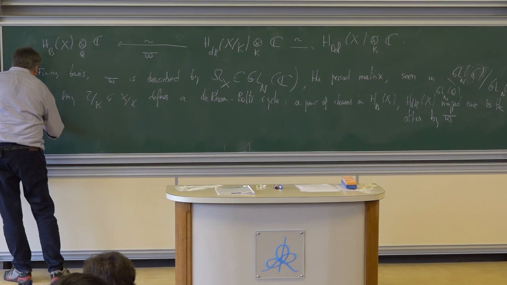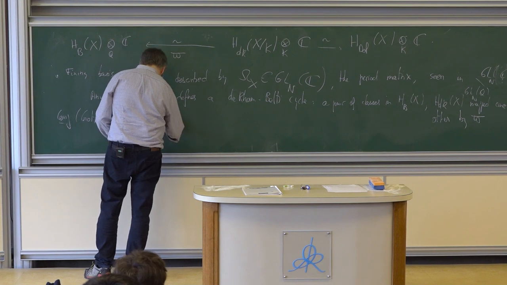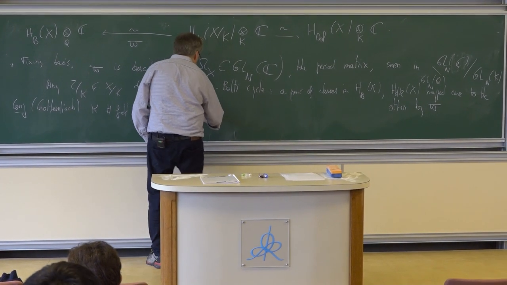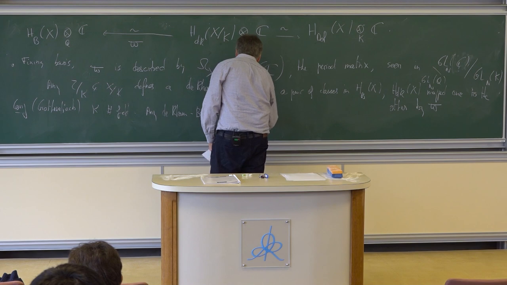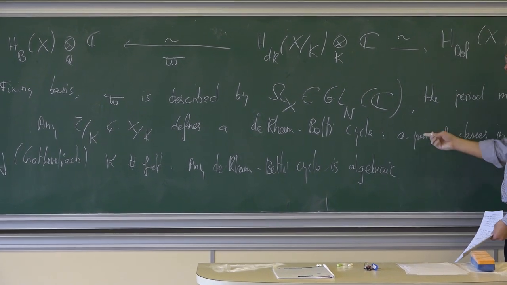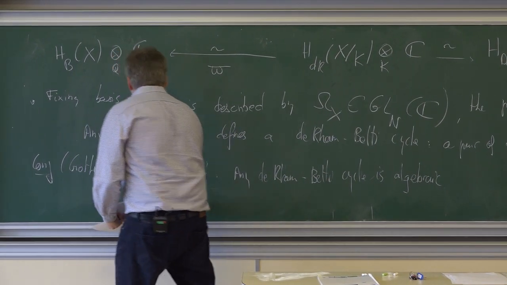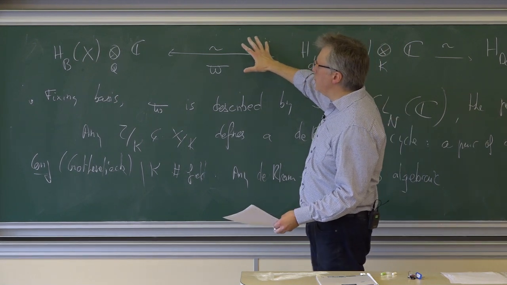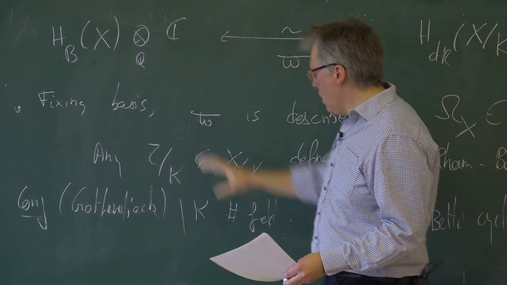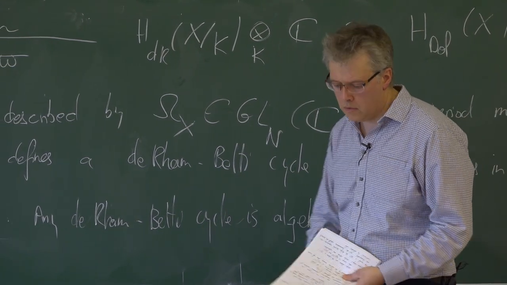And then the Grothendieck conjecture is that, suppose that K is a number field, then any de Rham-Betti cycle is algebraic, in the sense that this is the pair of cycles associated to an algebraic cycle defined over K. Okay. So the moral of this story is that, first, Hodge theory is irrational, in the sense that it does not preserve the field of coefficients. You have to tensor by C. But on the other hand, this irrationality is controlled by algebraic data. Okay.